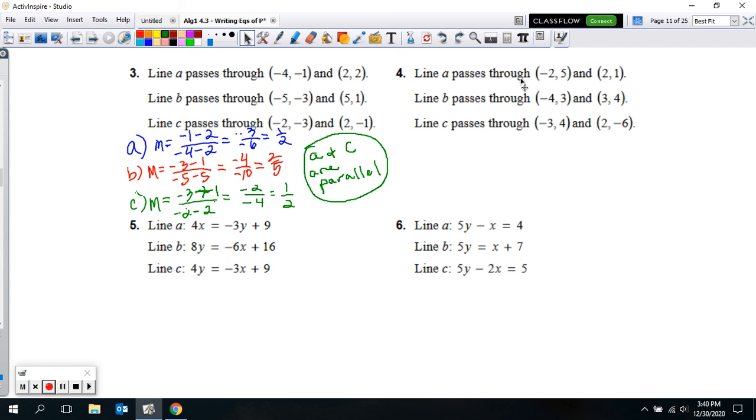All right, go ahead and pause the video, do the same thing for 4, and see if you can find any parallel lines out of these 3 A, B, and C lines.